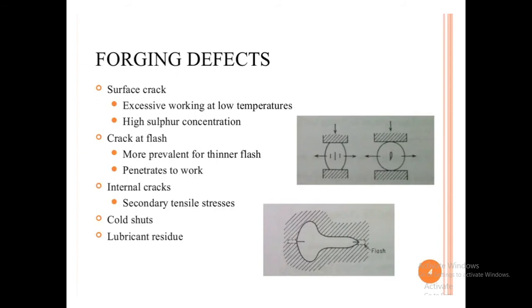Okay. So if the scale is present in a die, and if we perform the forging operation, and if the temperature is high, then the scale will deposit on the surface of the material, so the defects will also arise.